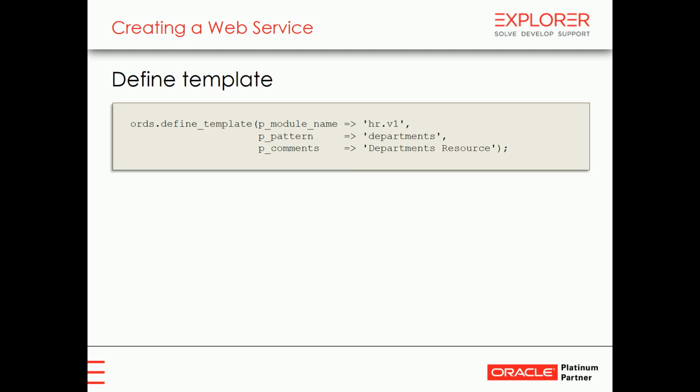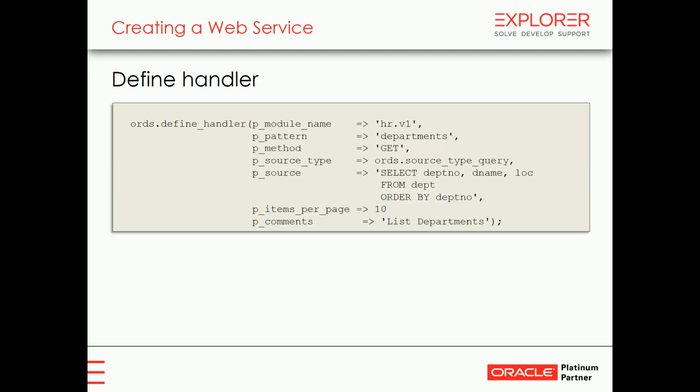The next step is to define the resource template. In this example, I'm going to be creating several web services over the dep table as part of an HR module. As before, I've included a comment. Next, the template handlers need to be defined.